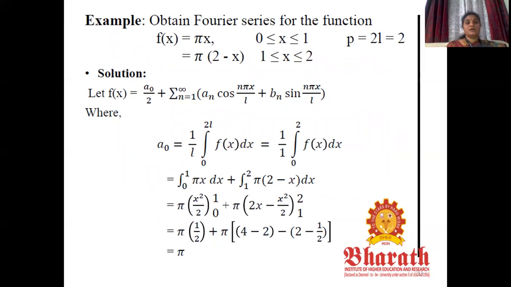Now we will learn an example. Obtain the Fourier series for the function f(x) = πx in the interval 0 to 1 and π(2 − x) in the interval 1 to 2. The period given to you is P = 2L = 2.